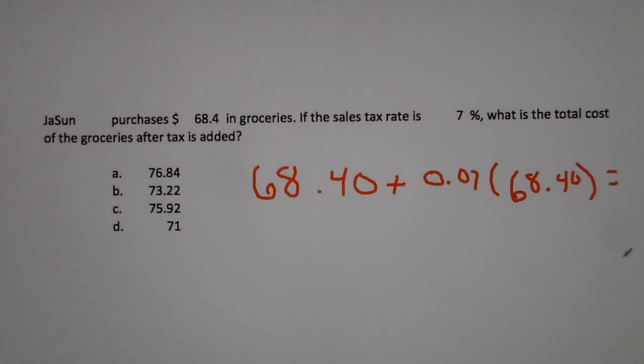And we're going to get $73.19. Something was off on the computer. Or did I type it in? Right. Yeah, I got 73.188. So the closest one is B.